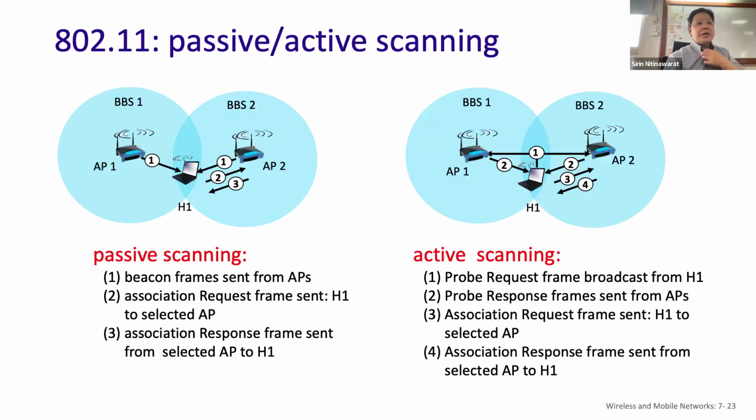So the scanning that I mentioned can happen both passively or actively. Passive means the mobile device is passively listening for the beacon frames sent by APs, whereas active means it initiates the request for these beacon frames.